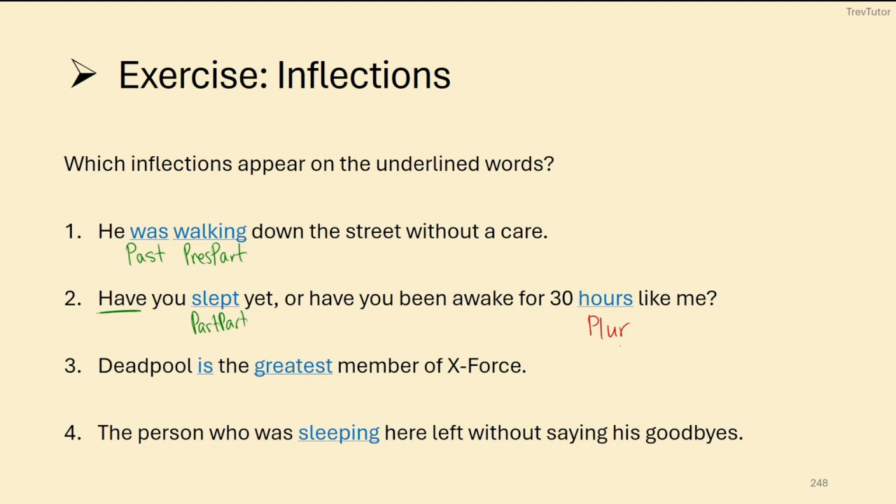Okay, 3. Deadpool is the greatest member of X Force. So is, well, Deadpool's a name, so this is a third person singular form of be, and greatest is the superlative because we're saying out of at least 2 or more people, Deadpool is the greatest of them. Okay, 4th one. The person who was sleeping here left without saying his goodbyes. So sleeping, well, we have was sleeping. So this is going to be a progressive, which indicates that it is the present participle inflection.